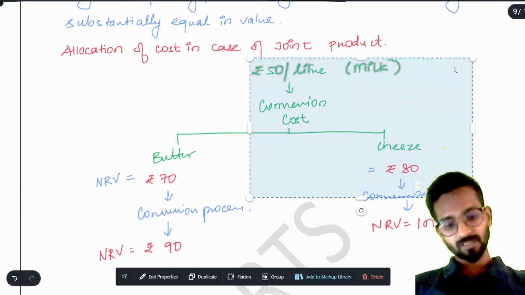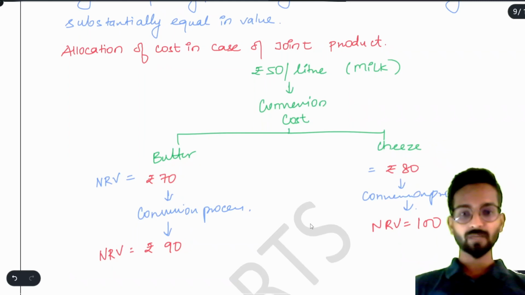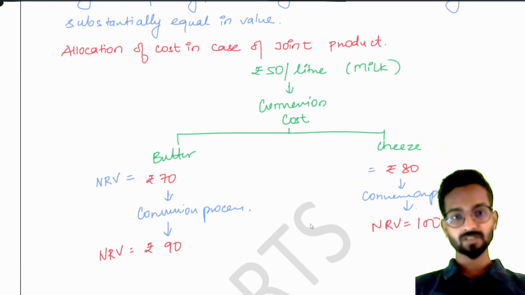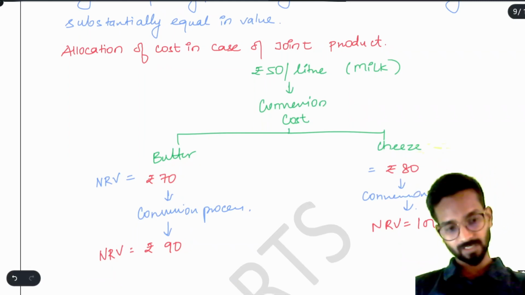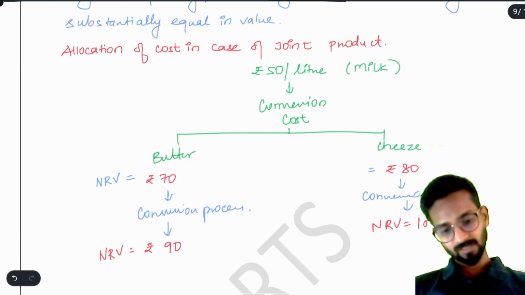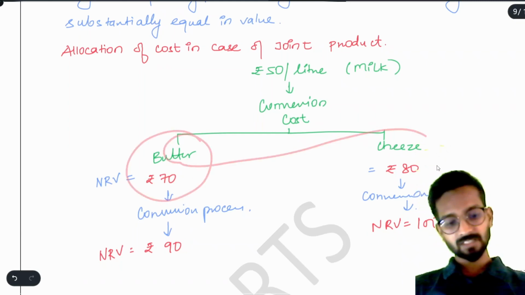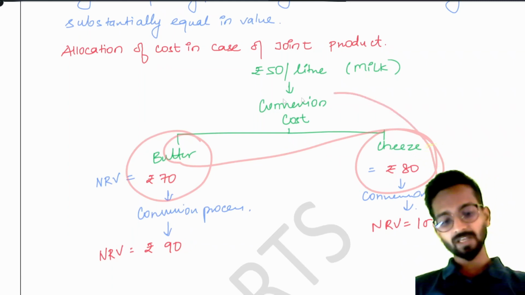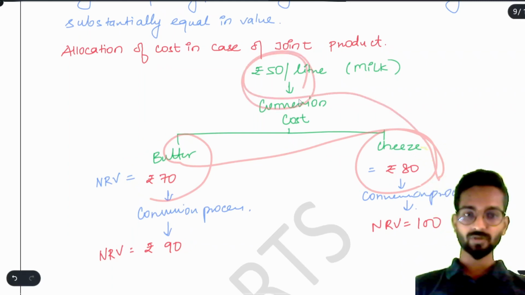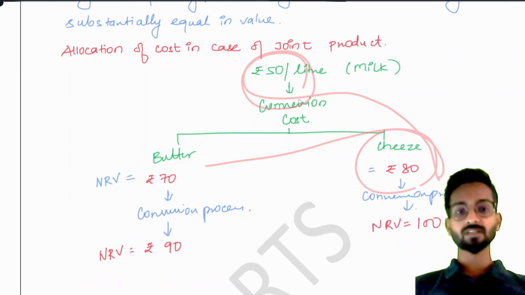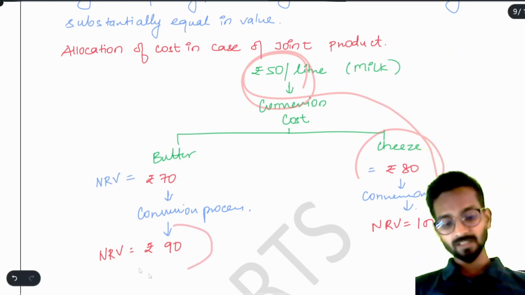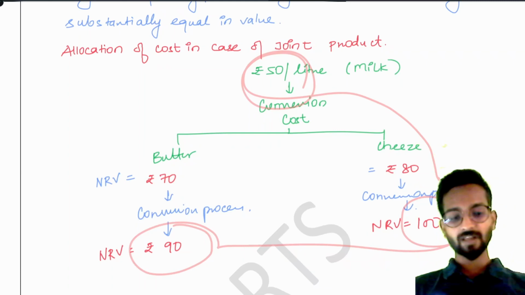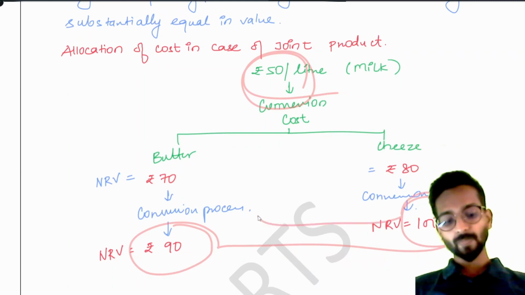Now you tell me, if I tell you that you have to bifurcate, on what basis will you do it? You can say, sir, butter can be sold for 70 rupees, cheese can be sold for 80 rupees, so the ratio is 7:8, and you can divide 50 rupees in the ratio of 7:8. Now another student tells me, sir, but the final sales value is 90 and here the final sales value is 100. So you can distribute in 90 is to 100, which means 9 is to 10, this 50 rupees.